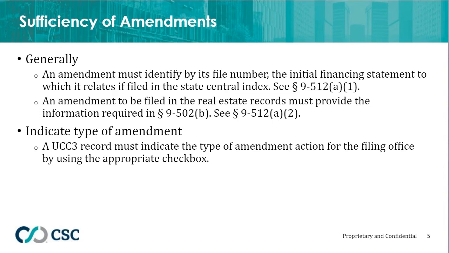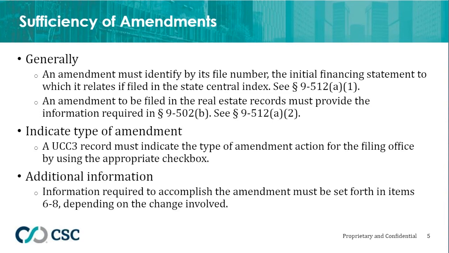Finally, the record must provide any additional information that's required based on the type of amendment. For example, an amendment to add a debtor must have a debtor name and address. And that information is provided in sections 6 through 8 of the UCC3 form or its electronic equivalent.